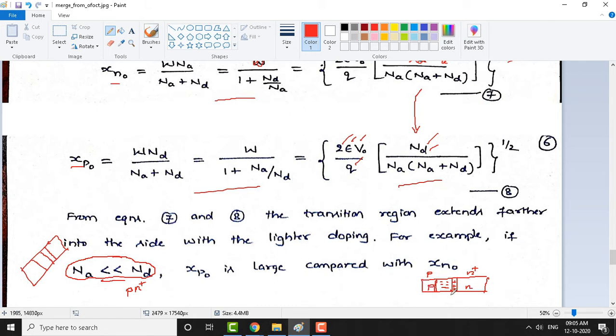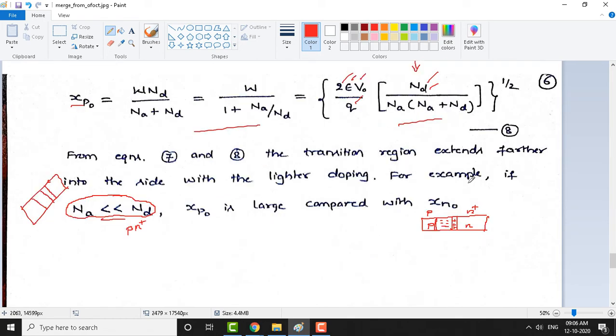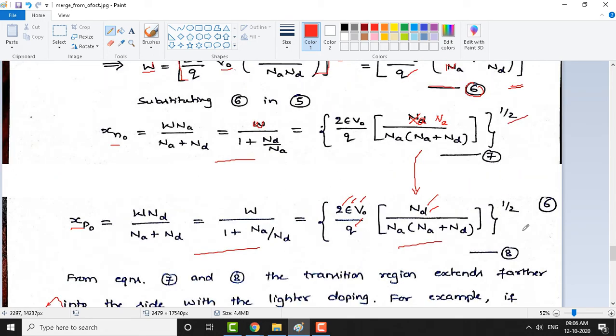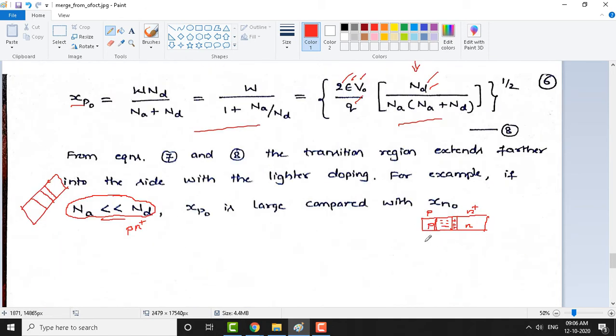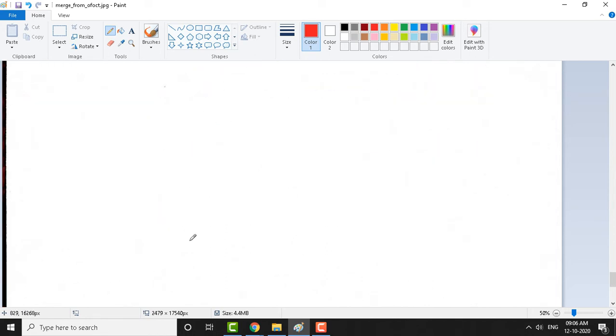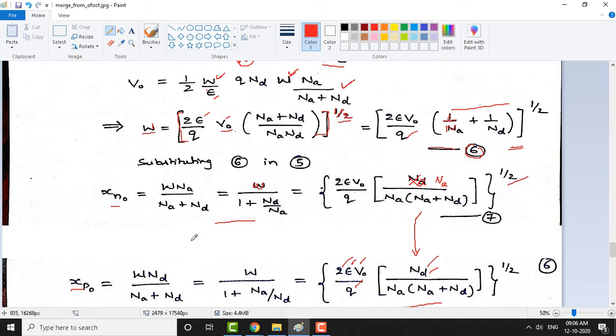So for this kind of doping, Nd far greater than Na, this is the type of PN junction you would see. That is what the equation also tells you. Just analyze equations 7 and 8, which give you this information when you do the doping as per the condition Na less than Nd. I think we have done this much. Any questions about this derivation? If you don't have any, let me proceed to the next topic.